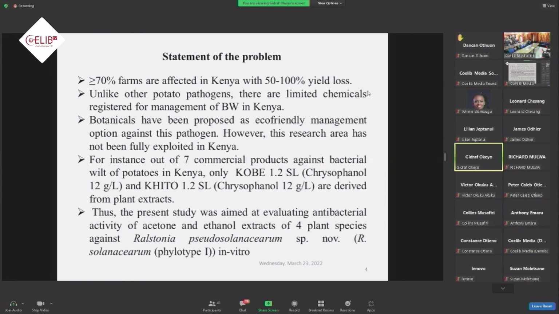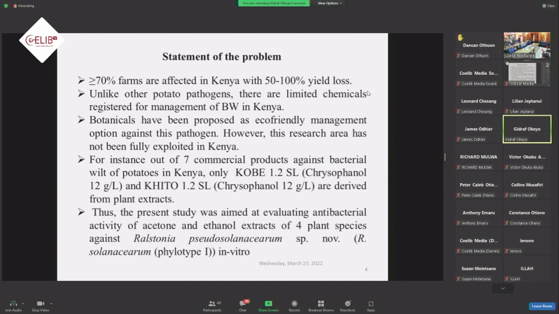In Kenya, over 70% of potato farms, actually solanaceous farms, are infested by bacterial wilt, and this has resulted in yield losses ranging between 50 to 100% if left uncontrolled. The key challenge is that bacterial wilt is a bacterial disease, and mostly we don't have registered pesticides geared towards management of bacterial diseases. For instance, when you go to the PCPB website, you'll find that we only have around 7 commercialized products against control of bacterial wilt.